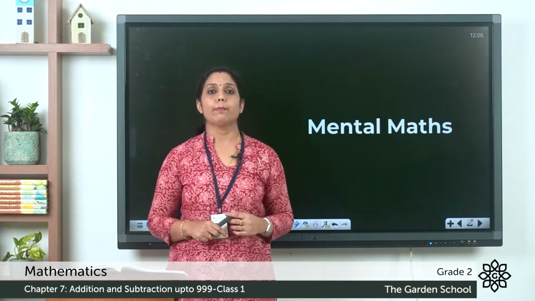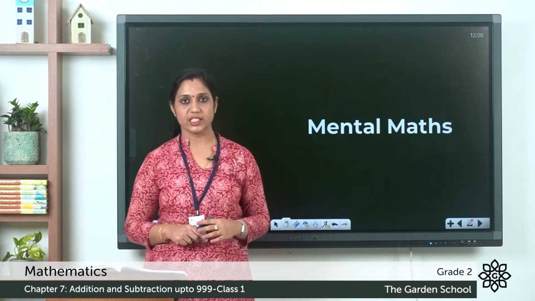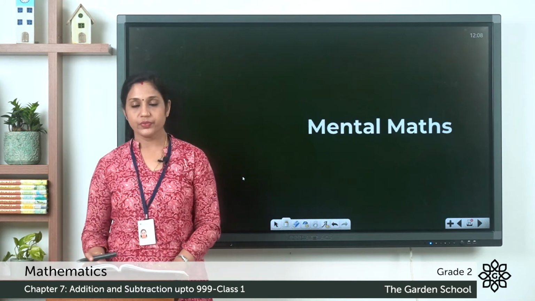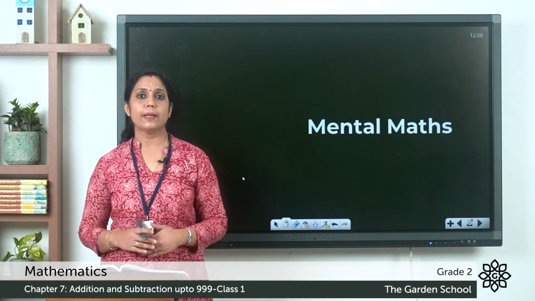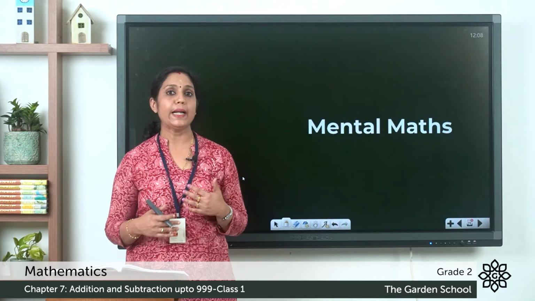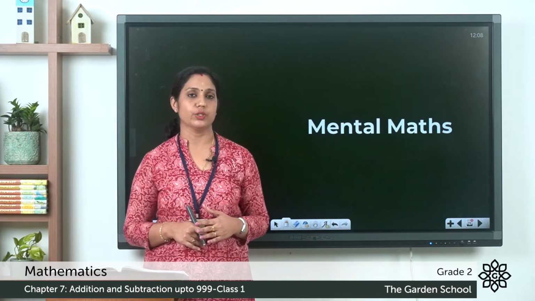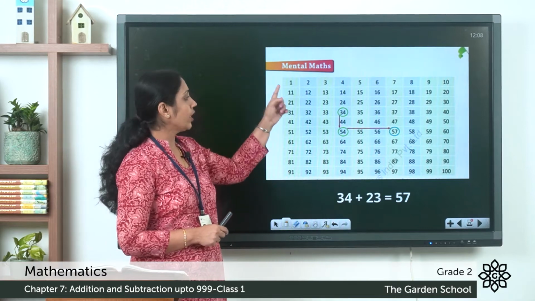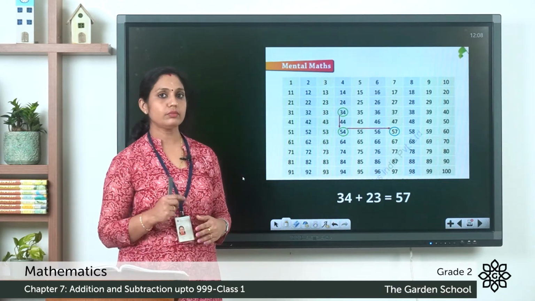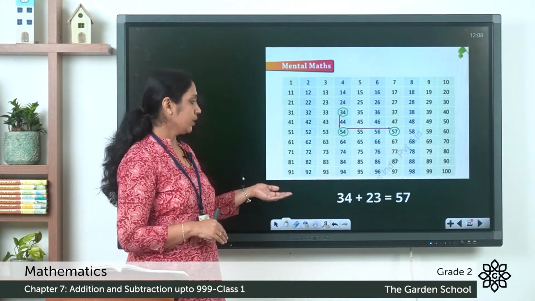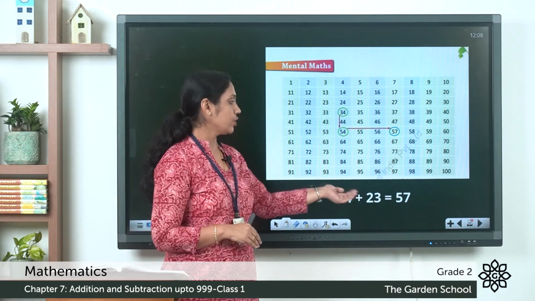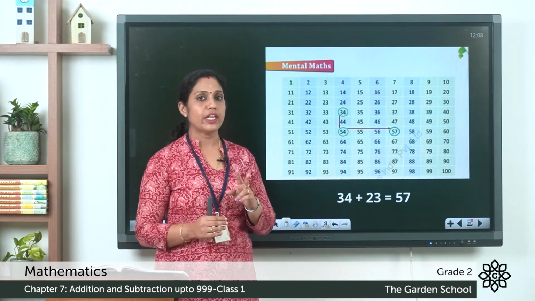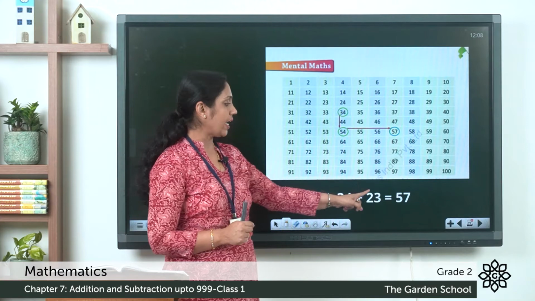Now let's move on to mental maths. In your textbook, page number 95, you can see mental maths. We are going to add mentally. Let's see how we can do that. Here in the text, you have the numbers from 1 to 100. We have to add 34 plus 23. First we have the addends 34 and 23.